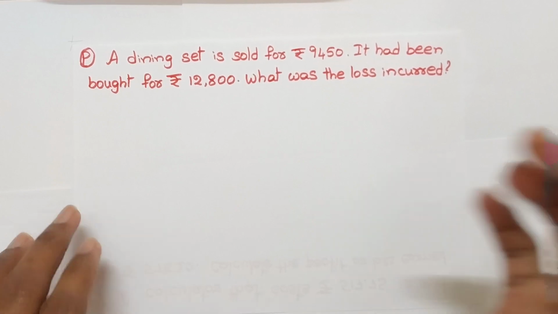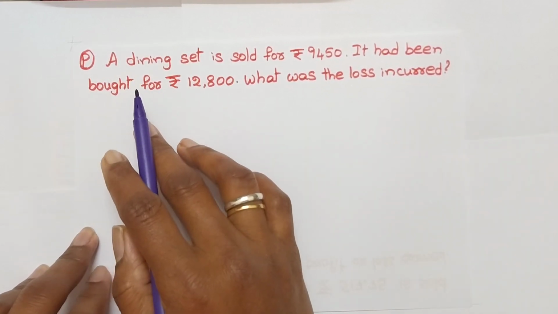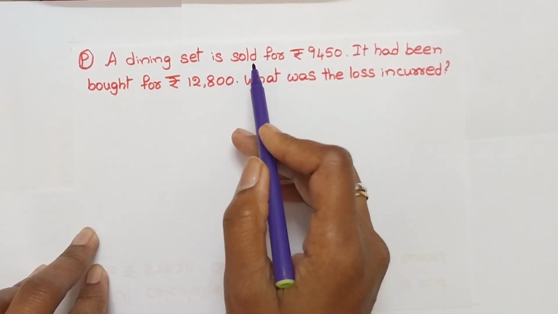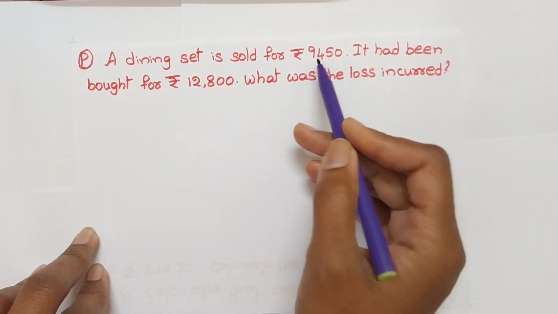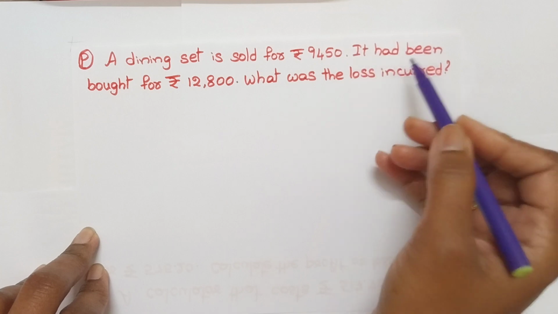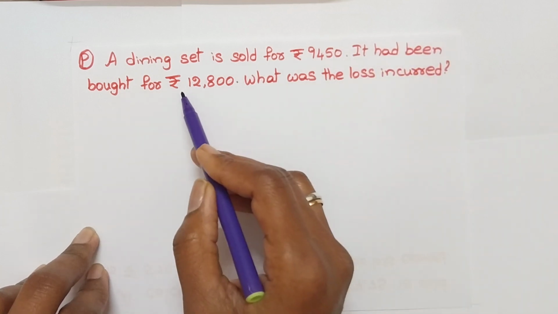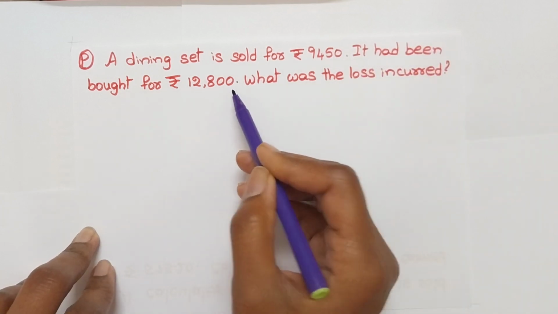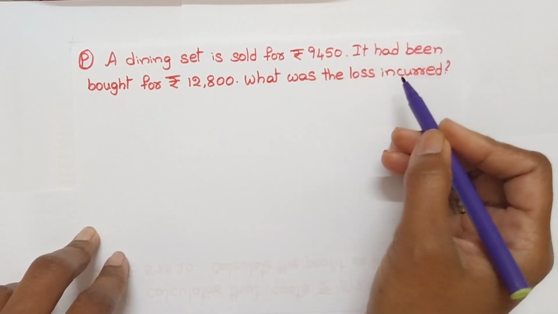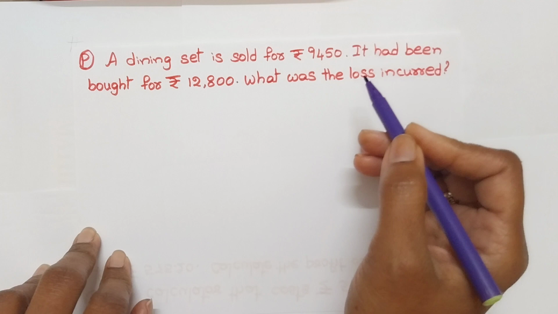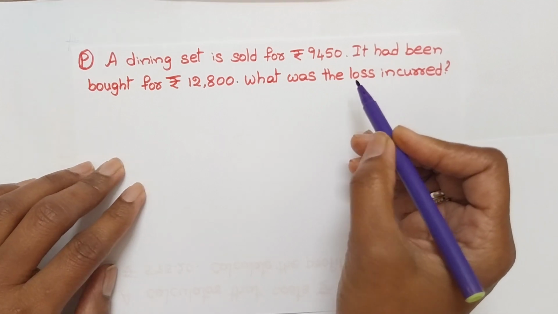We do another problem. What is the problem? A dining set is sold for rupees 9,450. It had been bought for rupees 12,800. What was the loss incurred? Here they directly say loss. How much is the loss? That is what they are asking.